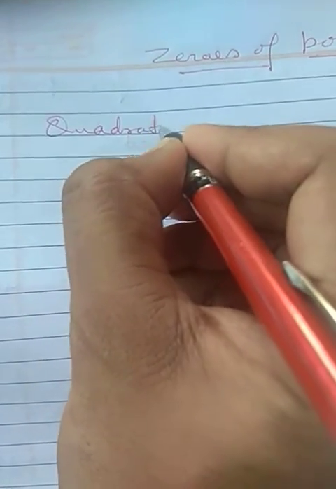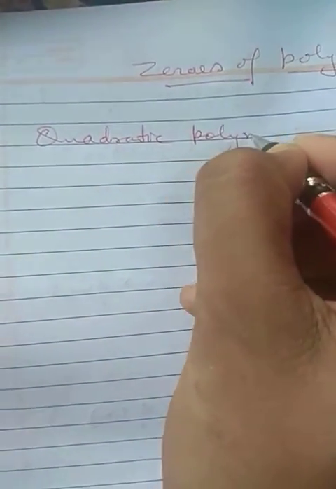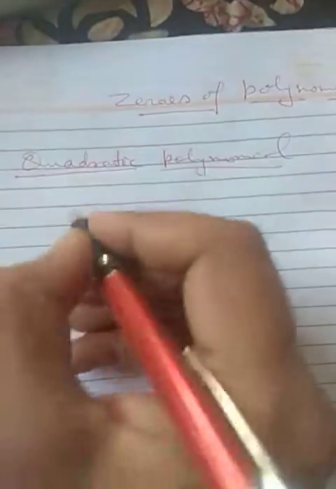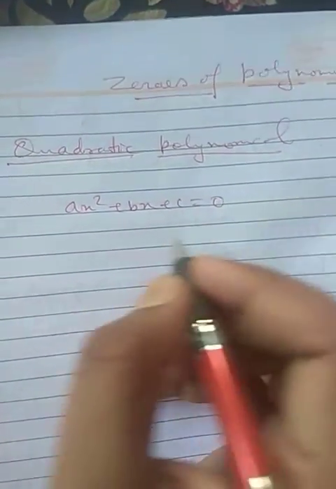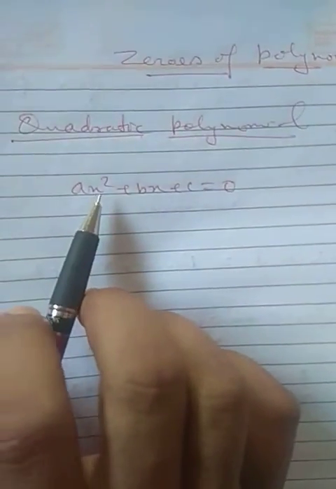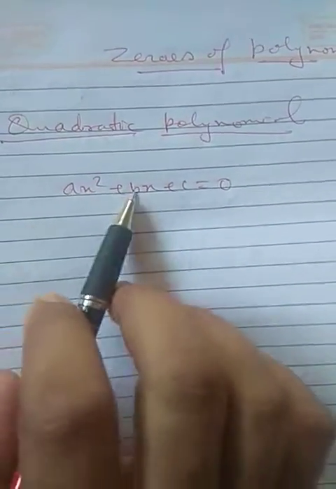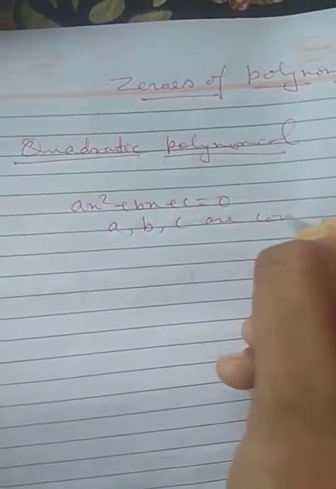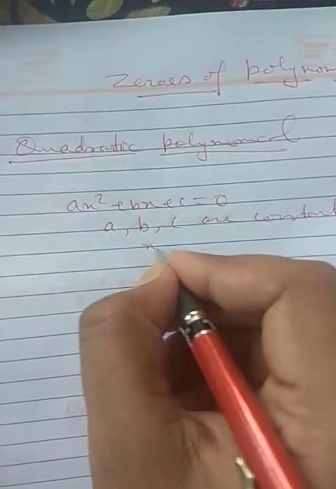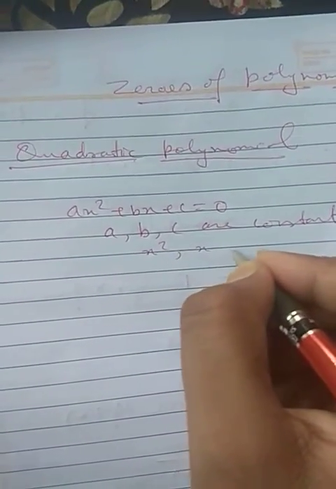Now we will discuss the zeroes of the polynomial. Basically, we are going to discuss the power 2 polynomial, the quadratic polynomial. A quadratic polynomial is of degree 2. Suppose we have the equation ax square plus bx plus c equals 0. This is a degree 2 polynomial, because the variable has the highest power 2, and a, b, c are constants, and x square and x are the variables.